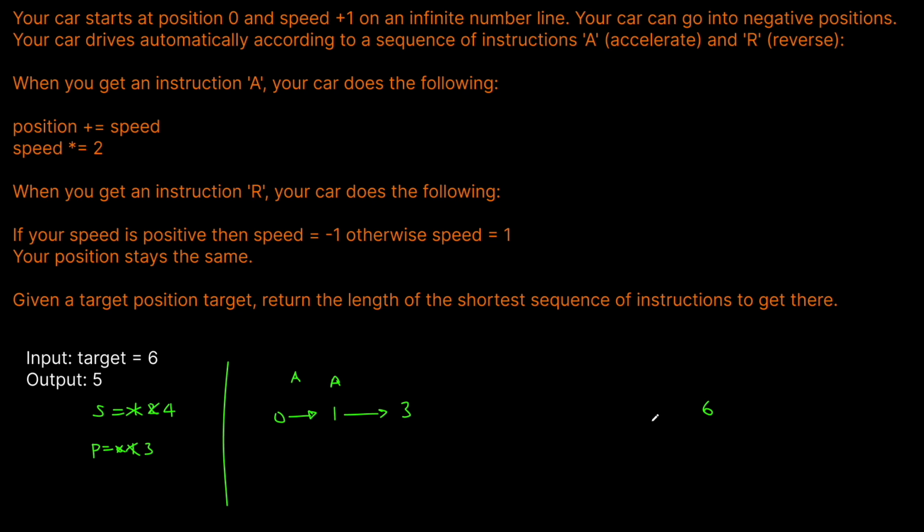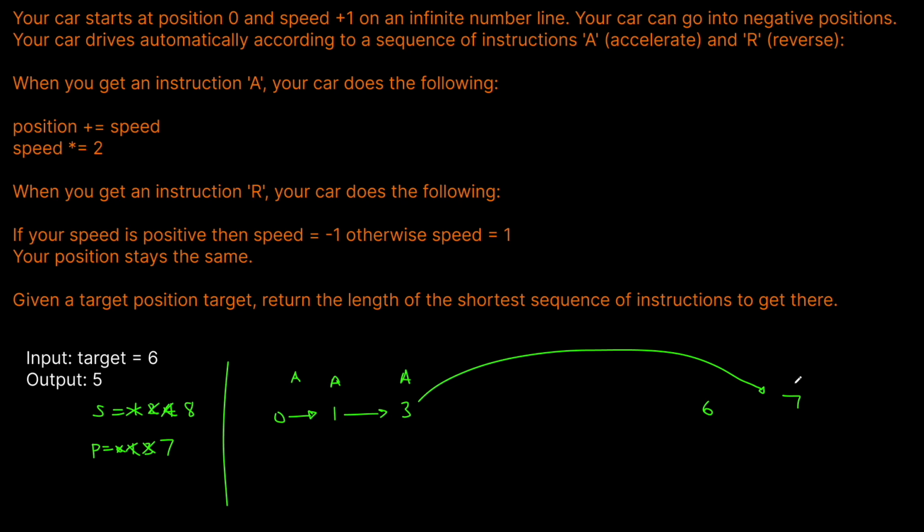So 3 is still not 6, so what do we want to do? Well, we need to essentially keep accelerating. We're going to issue another accelerate command, and now we add our current position plus the speed, so we end up at 7. Our speed is now multiplied, so it's 8. Obviously we've gone too far now because we're at 7, but we need to be at 6. We can't keep going forward, otherwise we're just going to get further and further away from 6.